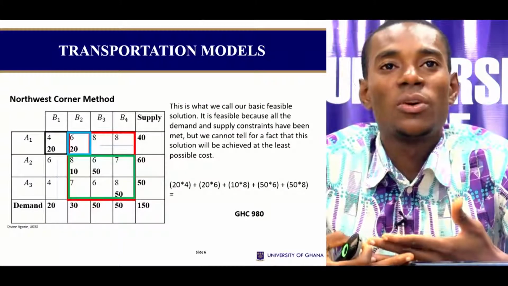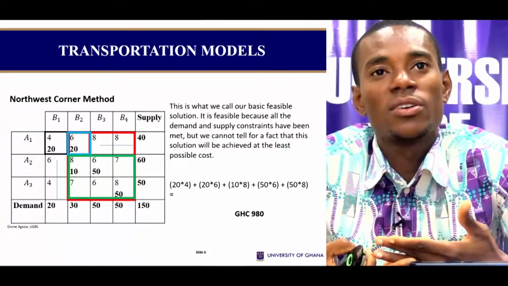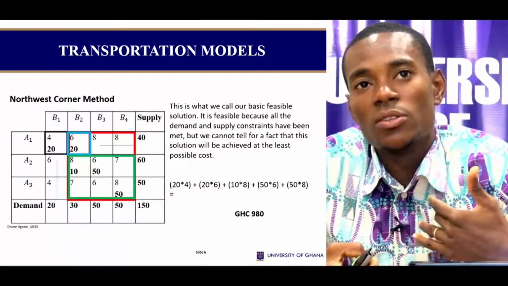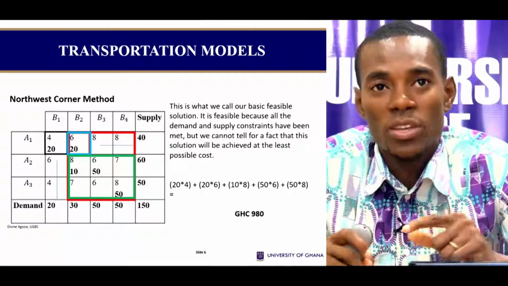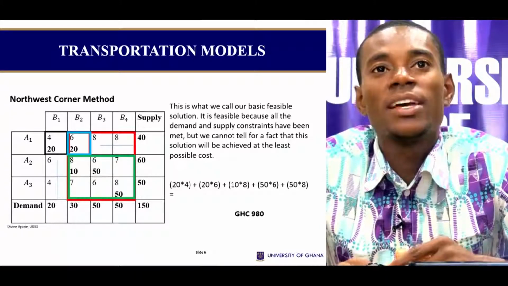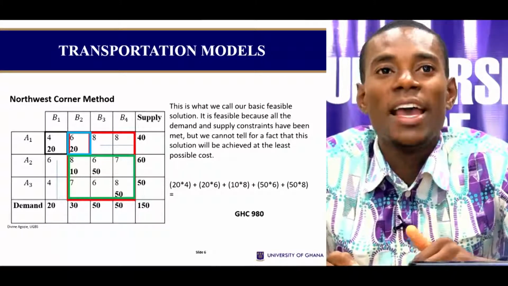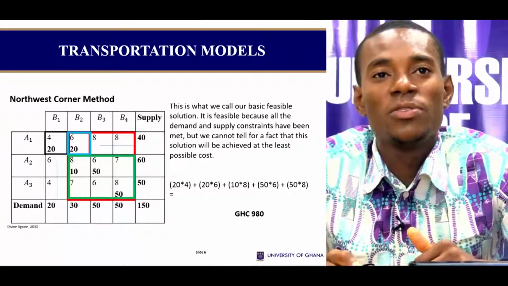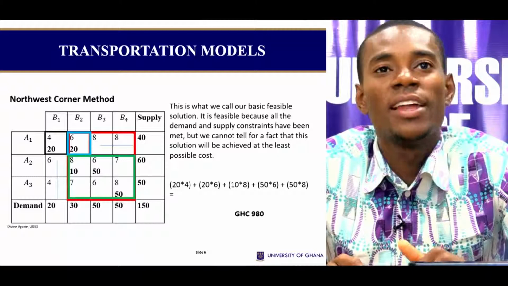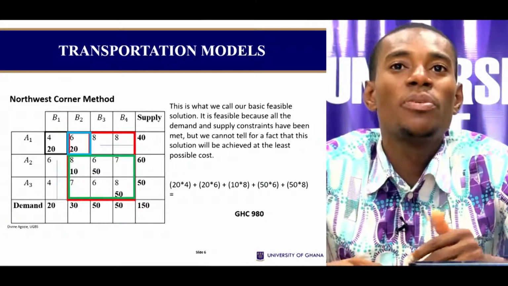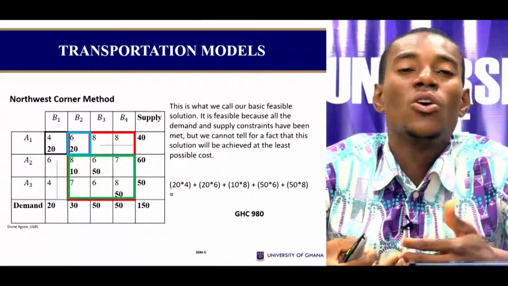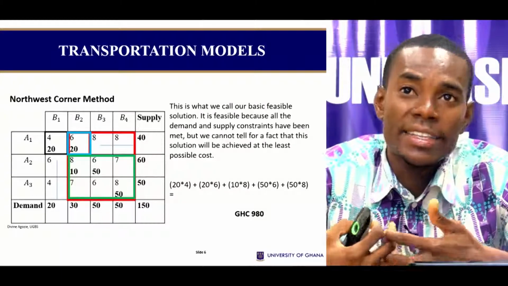So we just need to continue like that. Once you look at what is left, identify the northwest corner cell. Again, it will be the top left corner cell within what is left. And so in that case, A2 still has 50 to offer and demand for B3 is 50. So we allocate all the 50 there. And so you repeat the same process until all allocations are done.